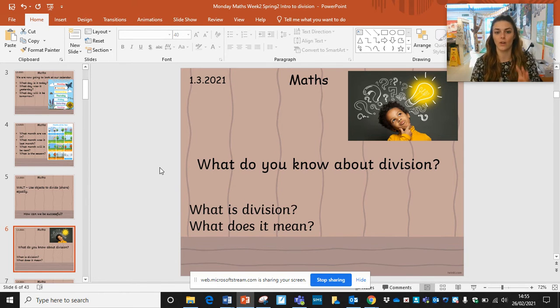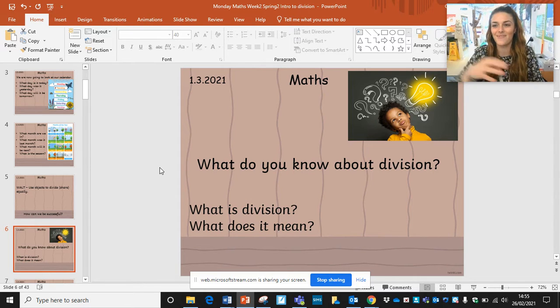And remember, this is a time for you to pause, take a minute to think, have some thinking time, but also for you to share your ideas, whether you want to share them with somebody else or write them down. That is completely up to you, okay? So what do you know about division? What does it mean? Then I can reveal.